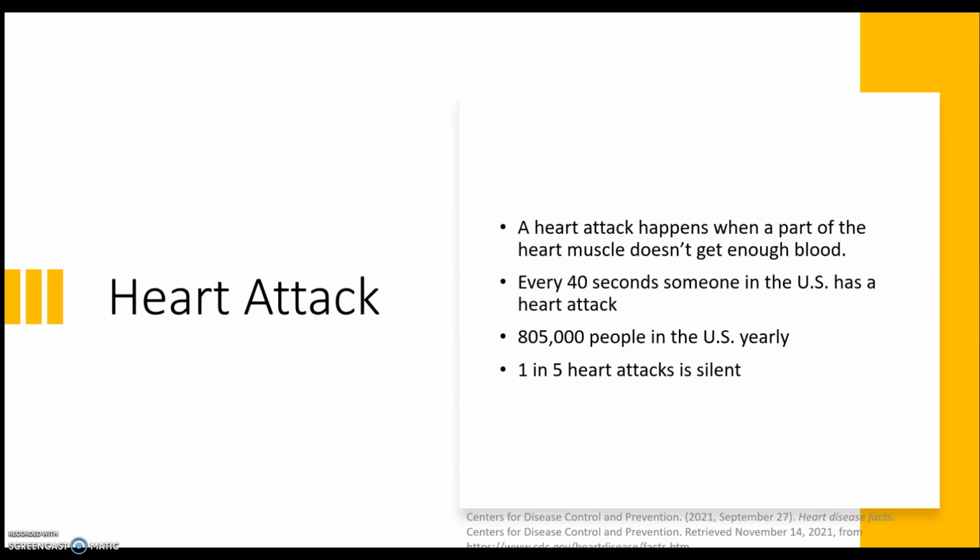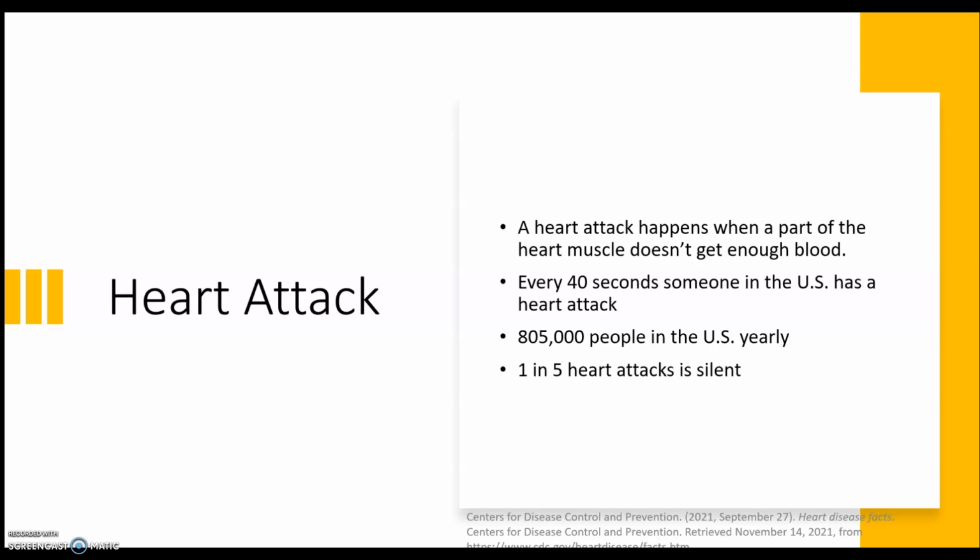Heart attack. Heart attack is another heart disease, and the main cause of heart attack is coronary artery disease, which is an example of how, as I previously mentioned, heart disease can intertwine. A heart attack happens when a part of the heart muscle doesn't get enough blood. That happens when you get a heart attack.